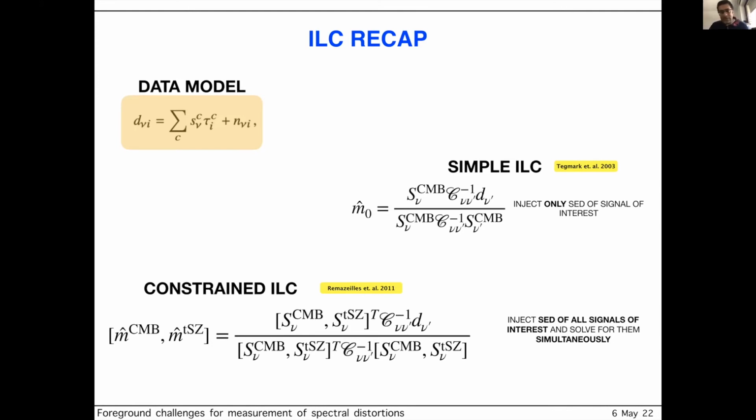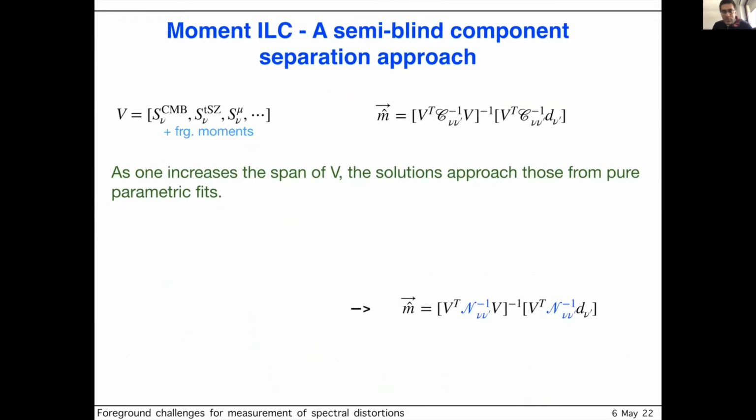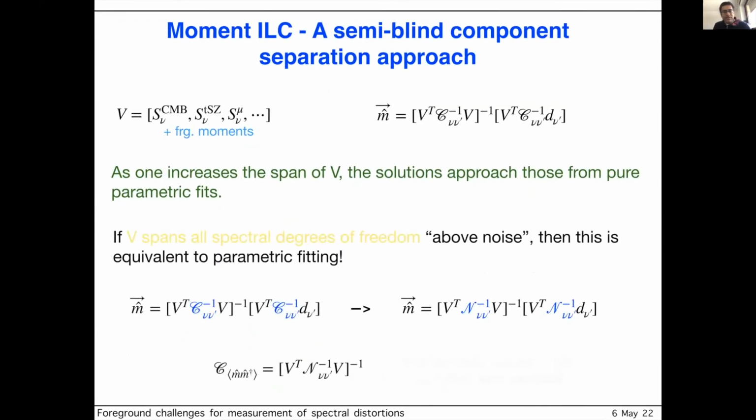Now, on the basis of this, you can generalize this to a moment ILC, where instead of just taking the CMB and SZ, or just the signal vectors, as your SED vectors that span this space V, you can also add foreground moments in there. And now you have a general moment ILC, which gives you simultaneously solutions for all the components whose SEDs you inject into the V matrix. Now, as one increases the span of V, the solutions approach those that you expect from pure parametric fits. This is something that you can show formally.